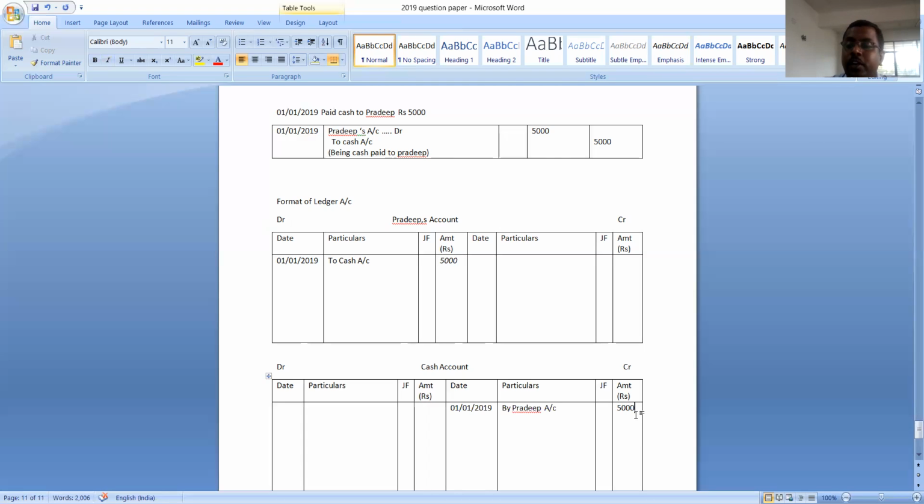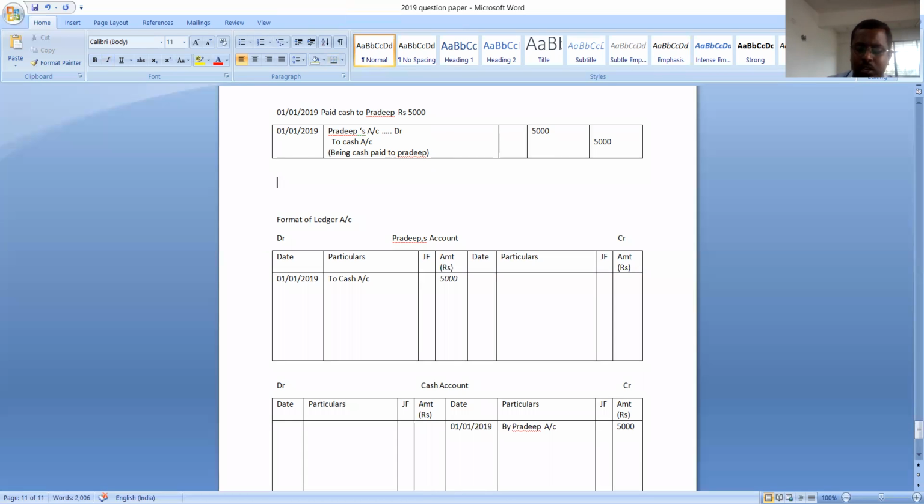This is how we need to post the journal entries to the ledger book. Understood? This particular process is called what? It is called posting. Let us take some more examples. 2nd January 2019, the transaction is salary paid, rupees 8,000.